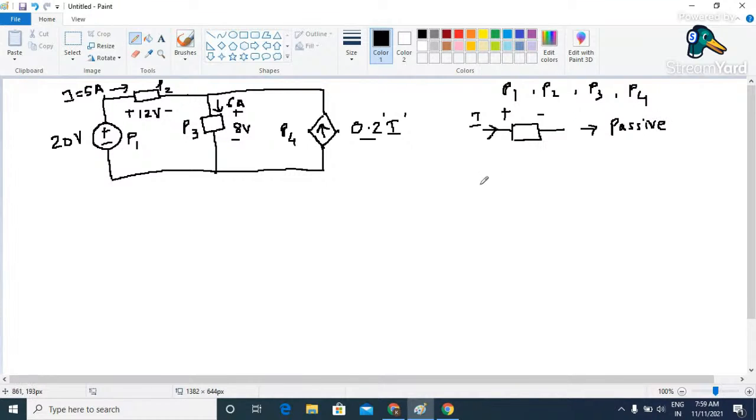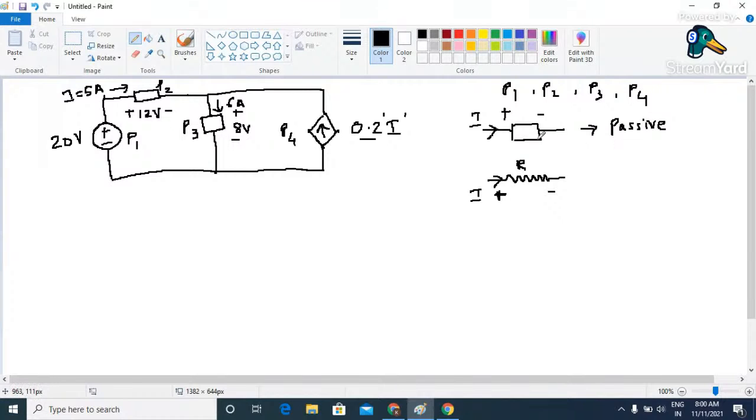For example, in case of a resistor, we know that current always flows from higher potential to lower potential. So this is plus and this is minus. So this is nothing but a resistor. In case of a resistor, the current is always going to enter through the positive terminal. And we know that a resistor is nothing but passive.